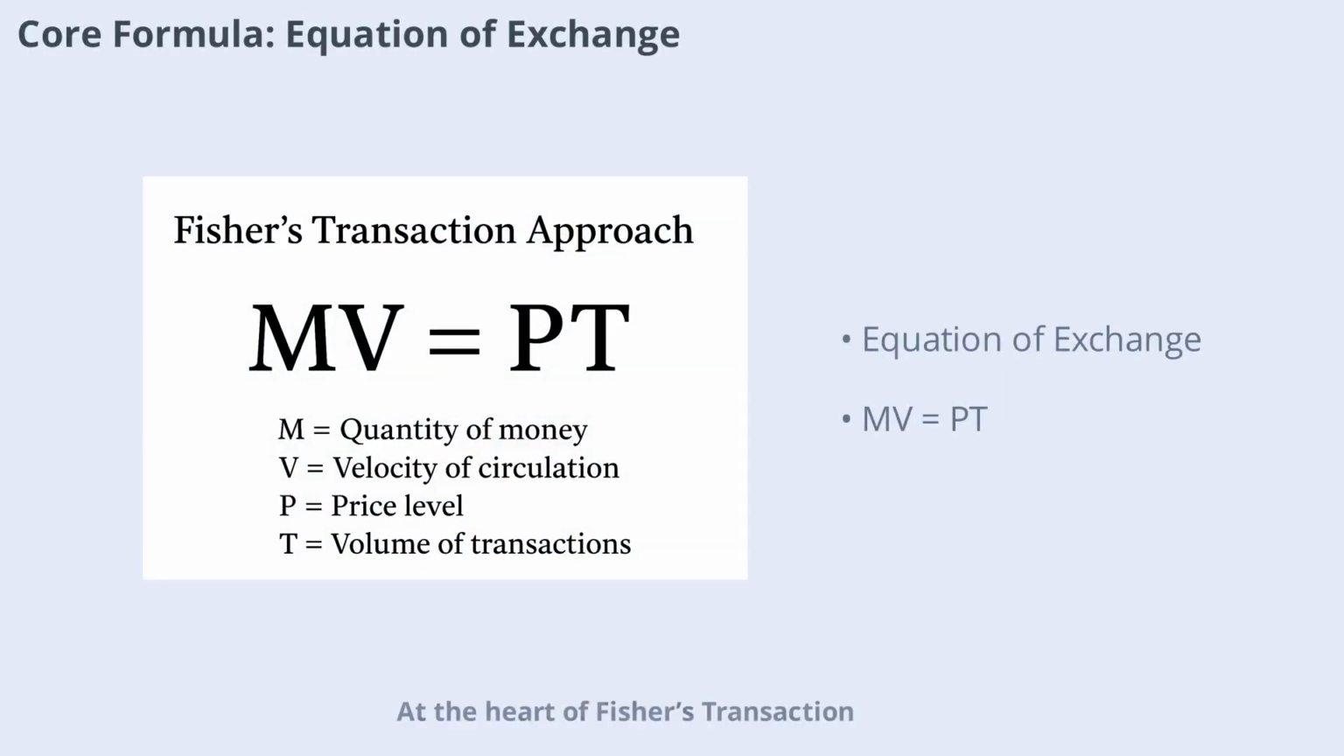The heart of Fisher's transaction approach is the famous equation of exchange, MV equals PT. Here M stands for the quantity of money in circulation, V is the velocity of money, how often money changes hands, P is the average price level, and T is the total volume of transactions. This equation elegantly links the money supply and its movement to the value of goods and services exchanged in the economy. It's a simple yet powerful way to visualize how changes in money supply can impact prices.